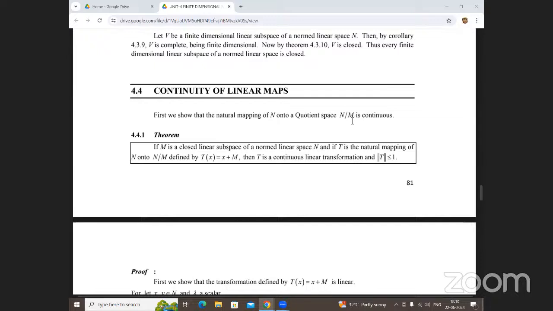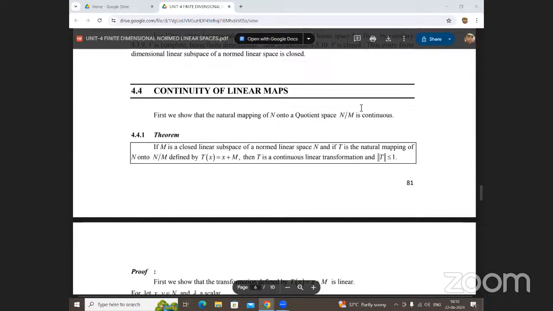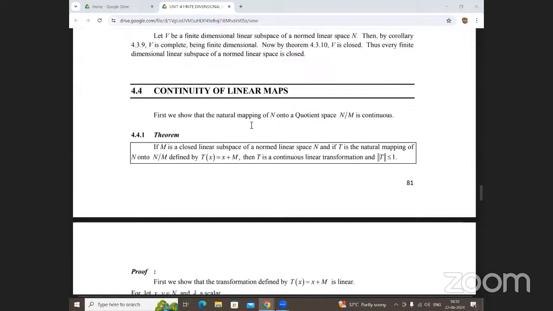Okay. N by M is the quotient space. Now, the connected map from a normed linear space onto a quotient space is automatically continuous. That is called the natural mapping.